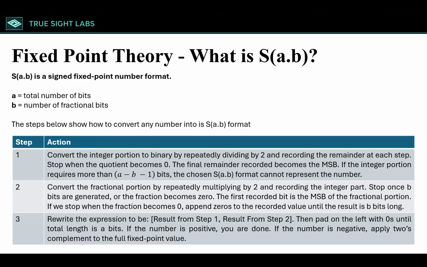Well, SA.B is a signed fixed point number format, and it lets us represent decimal values using a fixed number of bits in hardware. In this notation, A tells us how many bits we're working with, and B tells us how many of those bits are reserved for the fractional part. Once those two values are chosen, the precision and range of the number are completely defined, and the steps for converting a decimal value into its SA.B representation are shown below.